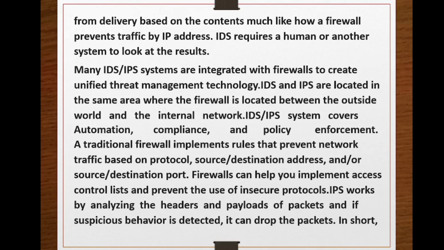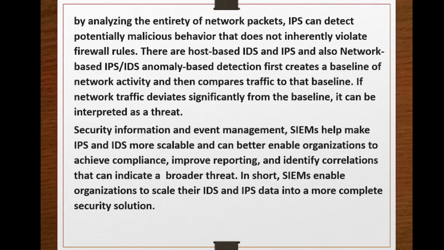A traditional firewall implements rules that prevent network traffic based on protocol, source or destination address, or source or destination port. Firewalls can help you implement access control lists and prevent the use of insecure protocols. IPS works by analyzing the header and payloads of the packet, and if suspicious behavior is detected, it can drop the packets. In short, by analyzing the entirety of the network packets, IPS can detect potential malicious behavior that does not inherently violate the firewall's rules.